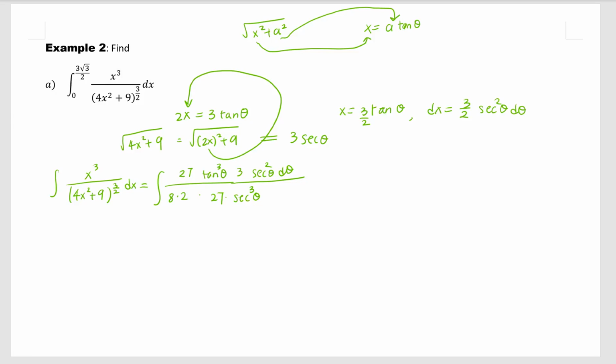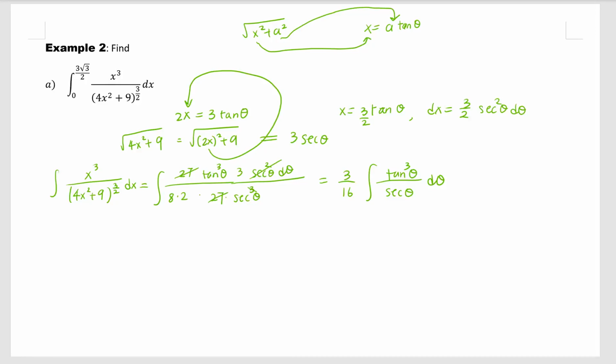Is that okay, everybody? Alright, this cancels. So we have 3 over 16. Those are the coefficients. And then secant squared and secant cubed cancel. We only have a secant in the denominator. So far, so good, everybody.